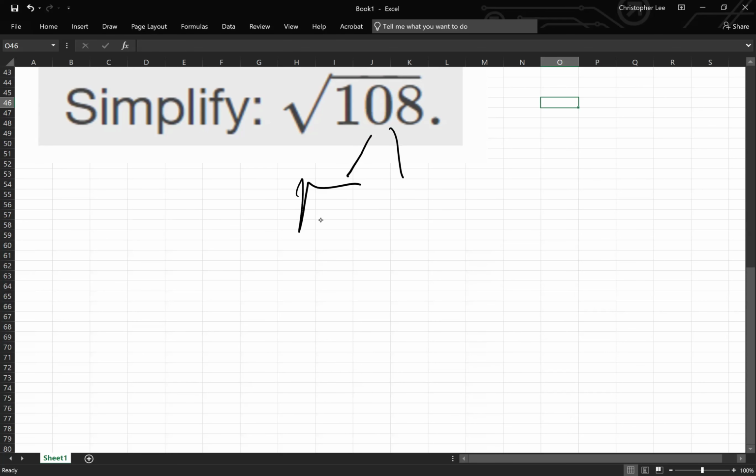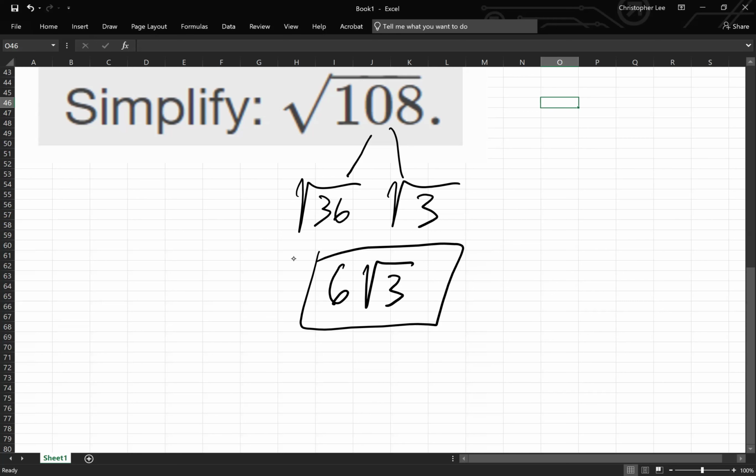So square root of 36, and you said square root of 3, right? Let me think. Yeah, that's right. And then what's the square root of 36? There we go. That's our final answer, 6 square root 3.